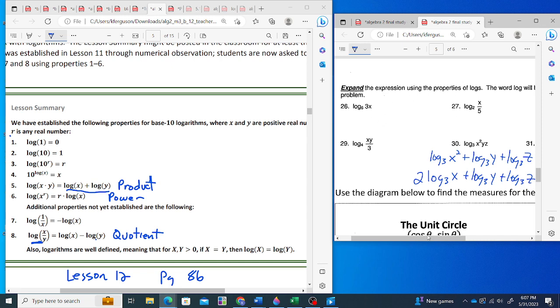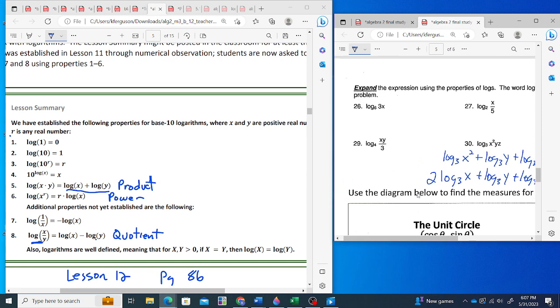And I could do something similar to this. I've got the product rule and the quotient rule. So that's log base 4 of x times y minus log base 4 of 3. And then I need to do the product rule here. So log base 4 of x plus log base 4 of y minus log base 4 of 3.